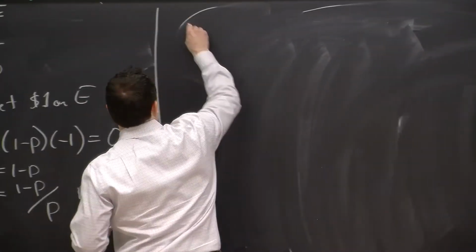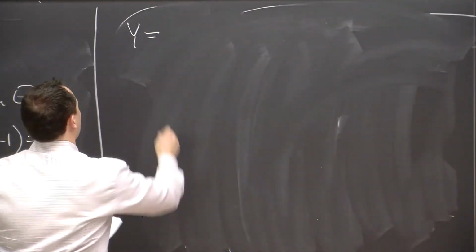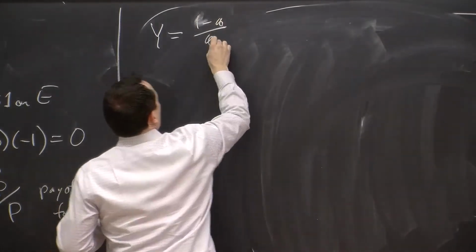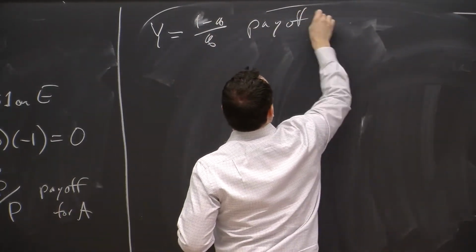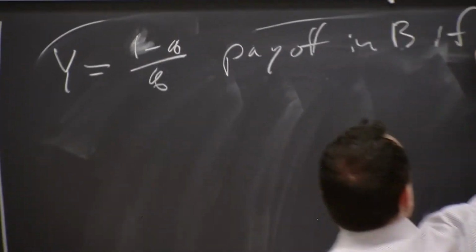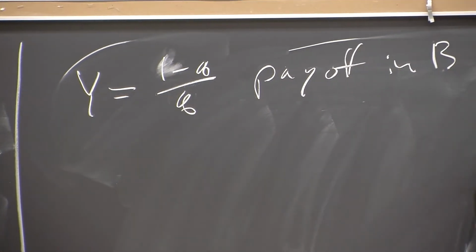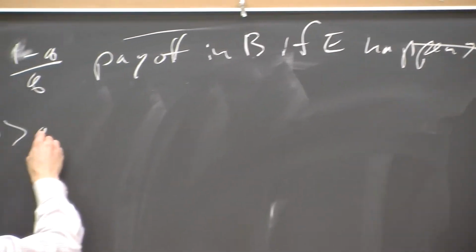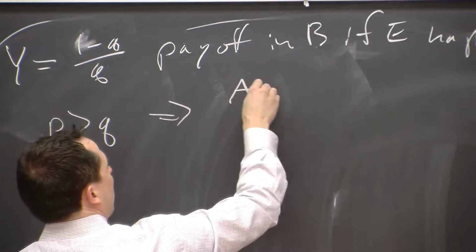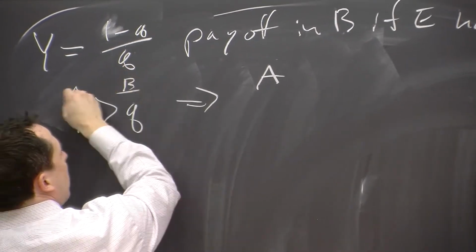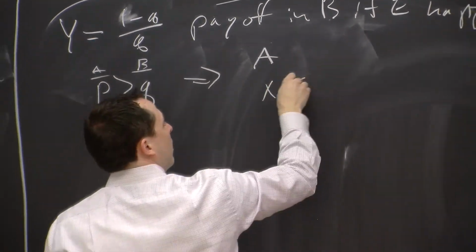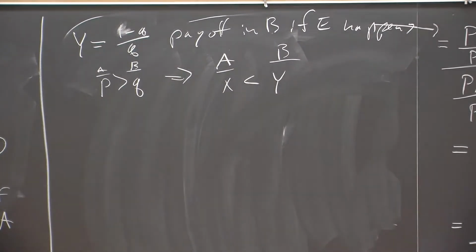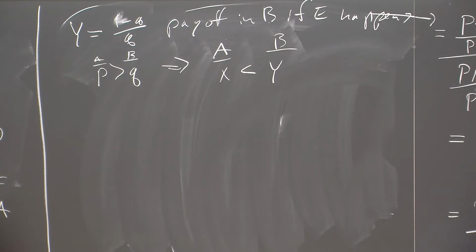For B, by the same logic, let's say the payoff for B is Y, which is (1 minus Q) over Q, if E happens. And so P being greater than Q, of course, means that X has to pay less than Y, because the people in market A think that the event is more likely. So they're willing to pay you less for it.